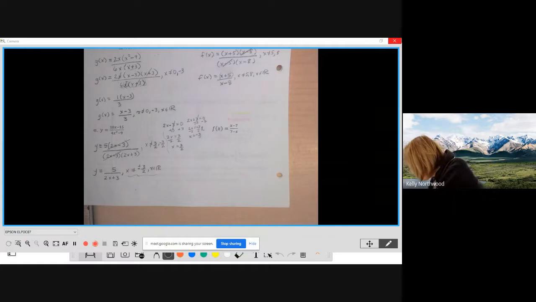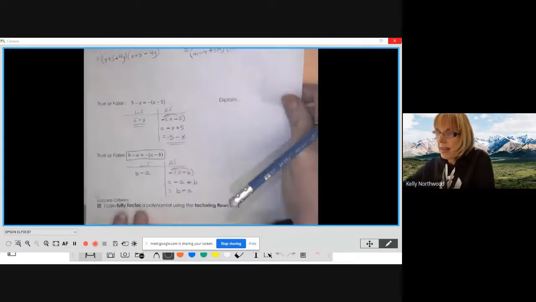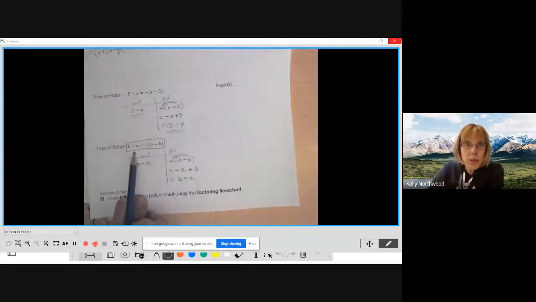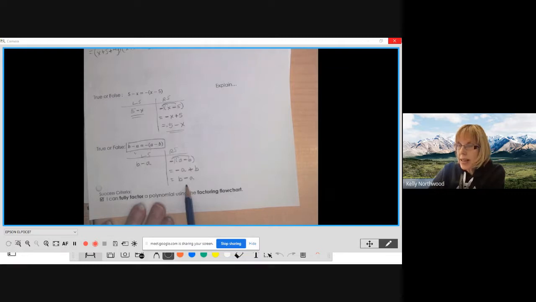If you remember from our last lesson, the very last question on the last page asked us if this statement was true or false. Does b minus a equal the same as negative a minus b? Okay, and we said it was true. We proved it using a left side, right side check. So this is an identity, which means that you can use it to rewrite anything.